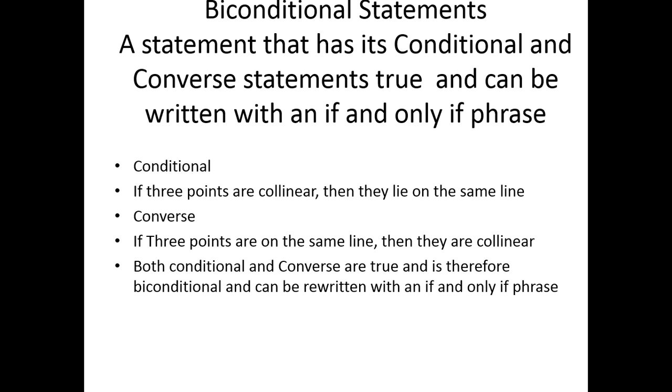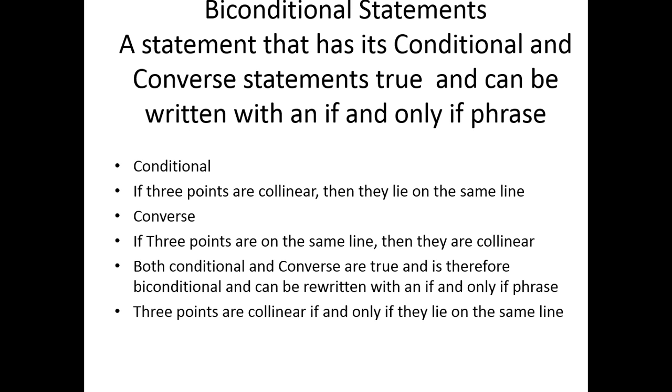If 3 points are collinear, then they lie on the same line. That is true. If 3 points lie on the same line, then they are collinear. So both the conditional and the converse are true. Therefore, we have a biconditional, and we can rewrite this as an if and only if statement: 3 points are collinear if and only if they lie on the same line.